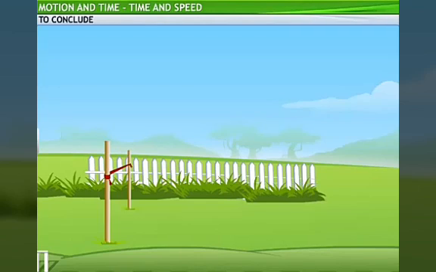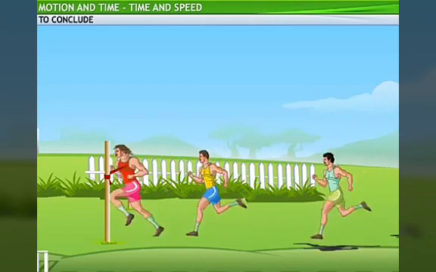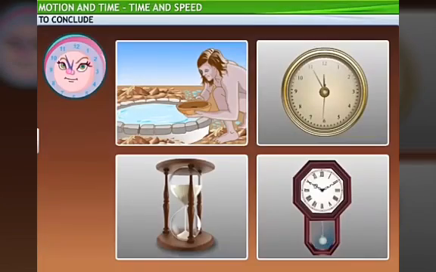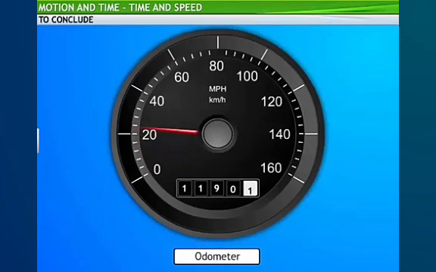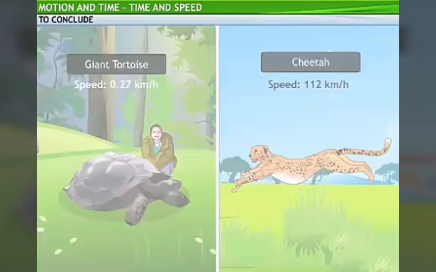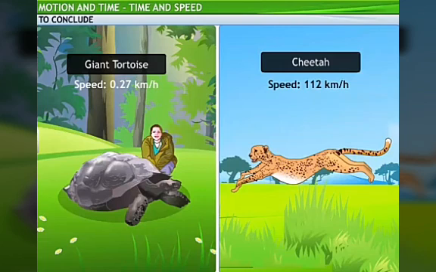In this lesson, you learn to differentiate between slow and fast motion, describe methods to measure time, identify the units for time and speed, measure the speed of an object, and compare the speeds of two objects.